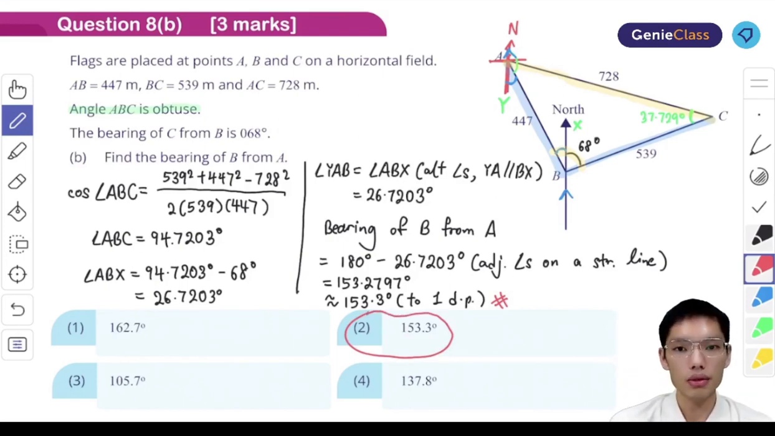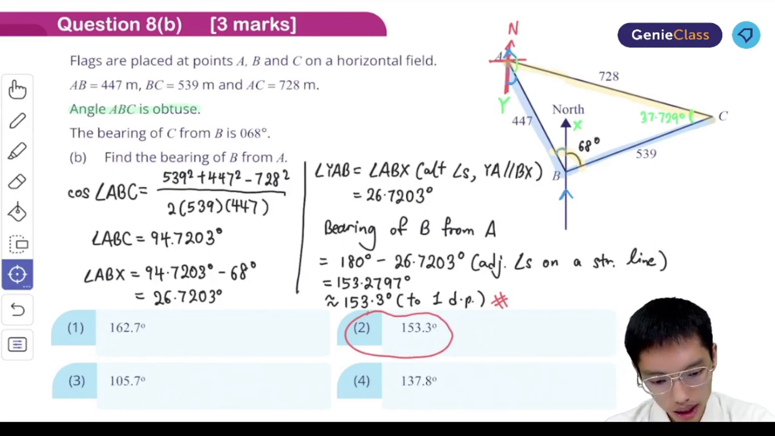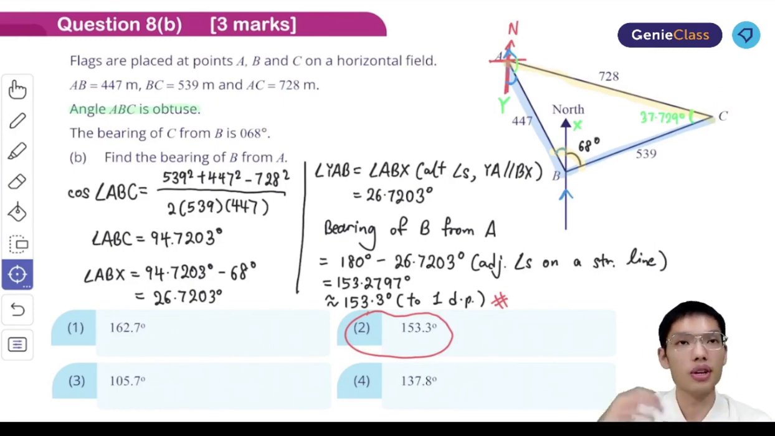So this is the notion. For those who answered 105, you might have gotten the angle up to the line AC. No, we want it to go from B, because it's the bearing of B from A, not C from A. So read the question carefully.